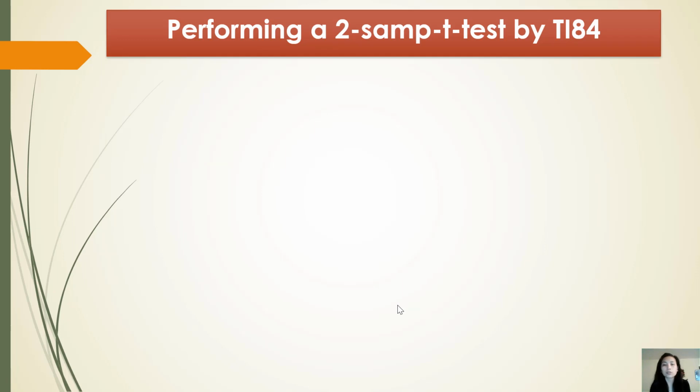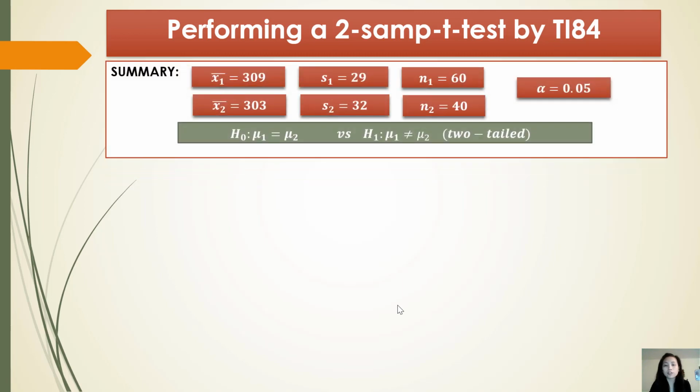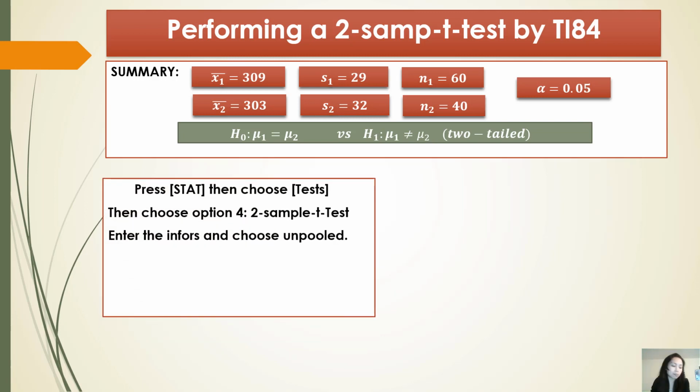Next, I'm going to show you how to perform a two-sample t-test with the TI-84 calculator. First, I'm going to reshare the summary of the last problem. Here we have all the information. Now let's follow along. First, press the Stat button on your calculator. It should be under Delete. When you hit Stat, there are a few options on the top: Edit, Calc, or Tests.